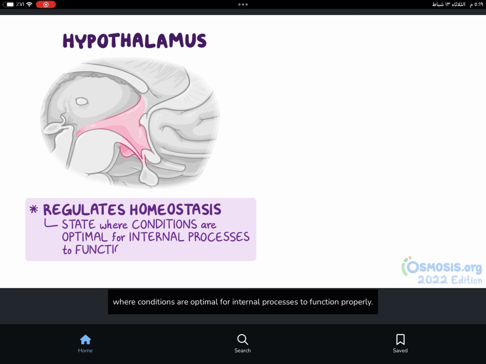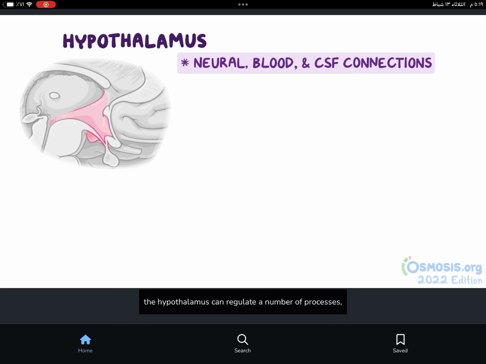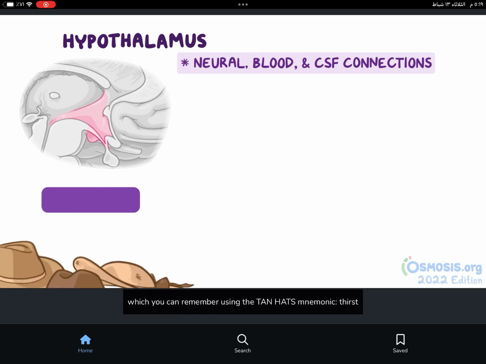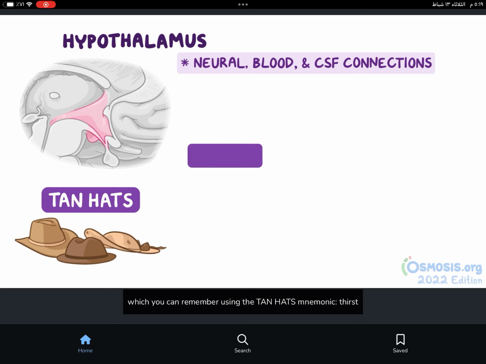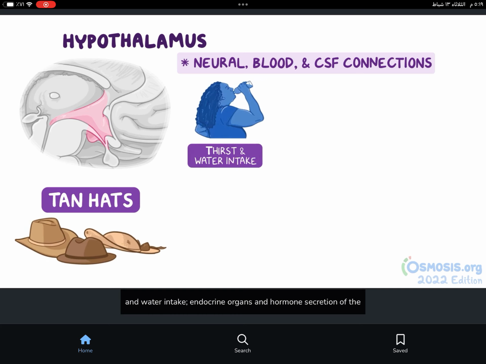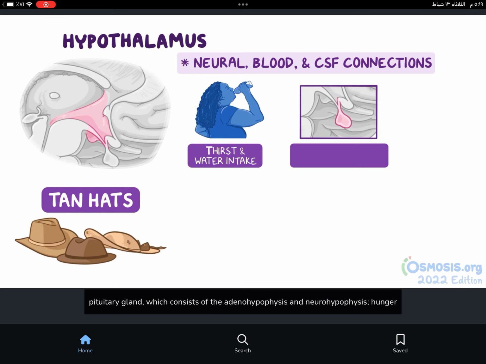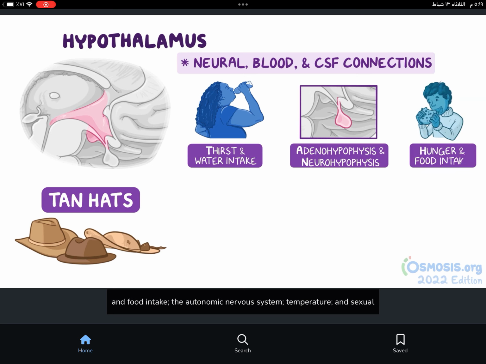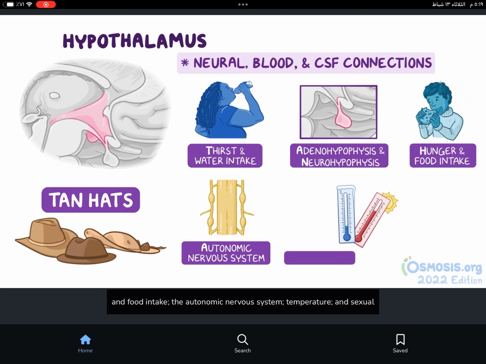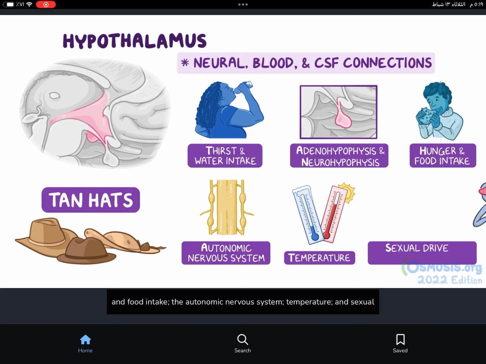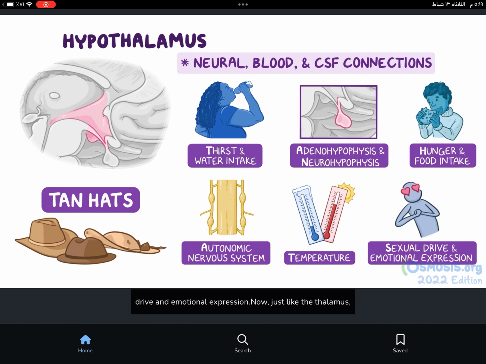Using neural, blood, and CSF connections, the hypothalamus can regulate a number of processes, which you can remember using the TAN-HATS mnemonic: thirst and water intake, endocrine organs and hormone secretion of the pituitary gland, which consists of the adenohypophysis and neurohypophysis, hunger and food intake, the autonomic nervous system, temperature, and sexual drive and emotional expression.